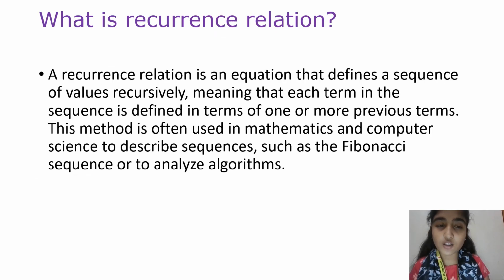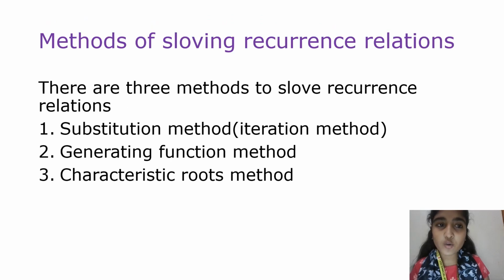What is recurrence relation? A recurrence relation is an equation that defines a sequence of values recursively, meaning that each term in the sequence is defined in terms of one or more previous terms. This method is often used in mathematics and computer science to describe sequences such as the Fibonacci sequence or to analyze algorithms. So moving to methods of solving the recurrence relations.